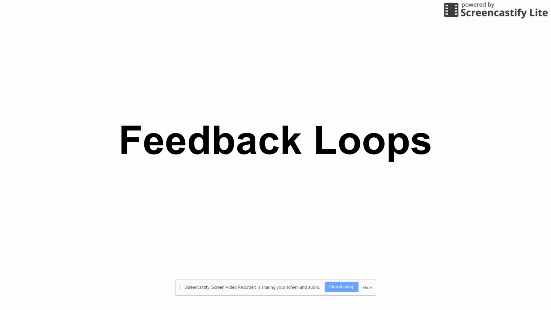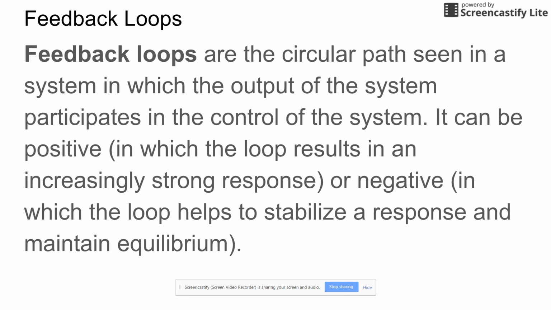All right, in these slides, we're going to talk about feedback loops. So let's first define feedback loops. Feedback loops are the circular path seen in a system in which the output of the system participates in the control of the system.